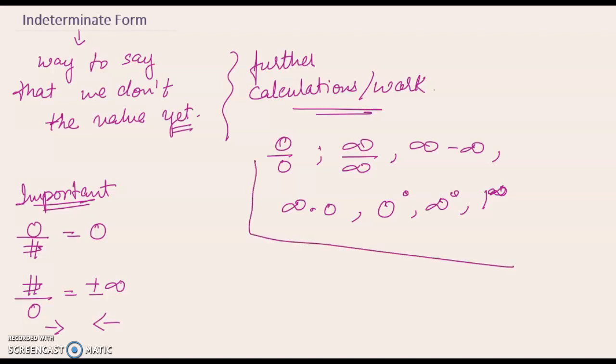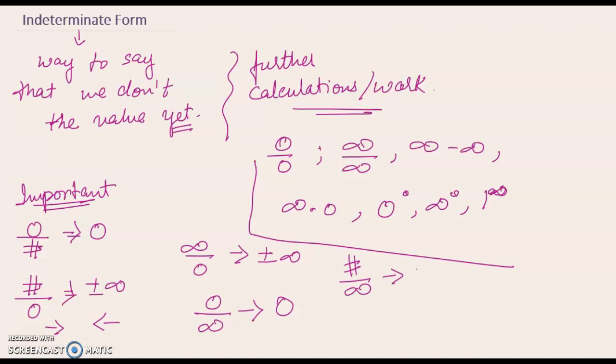Other important things would be when we have infinity in the numerator and 0 in the denominator. That will again give you plus or minus infinity. Right? If you have a 0 in the numerator and infinity in the denominator, the result would be 0. If you have any number in the numerator and infinity in the denominator, it will give you a 0, and infinity in the numerator with any number in the denominator will give you positive infinity, because we are talking about a positive number.